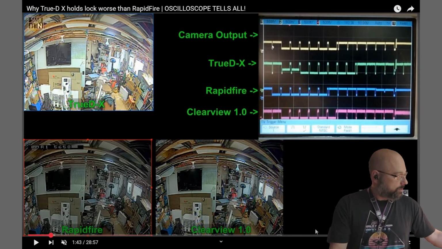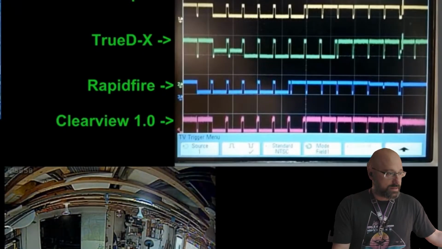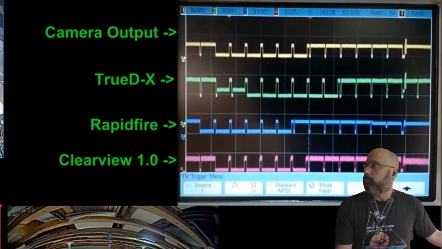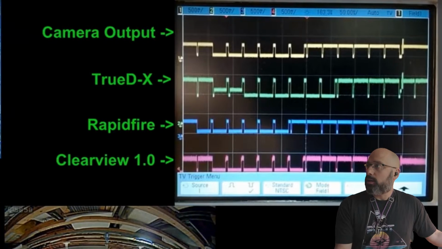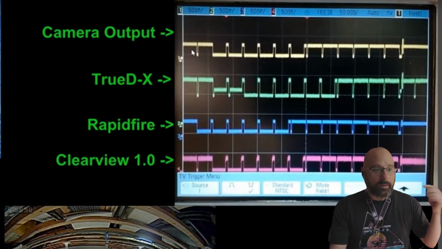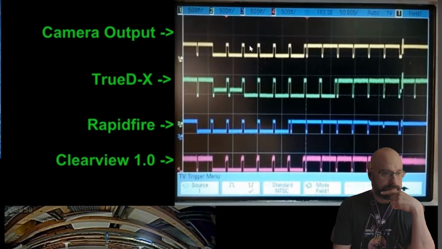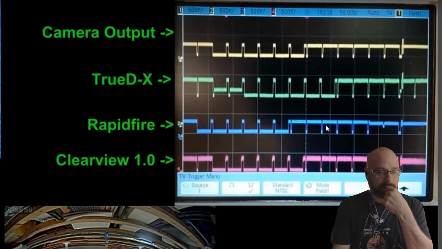Here is the actual output from the camera. Let me zoom in slightly. Hold on. So here's the output from the camera, and we can see this here? This is the sync pulses, I think. I'm not sure. And then we can see the modules generating their own sync pulses and what they do differently.